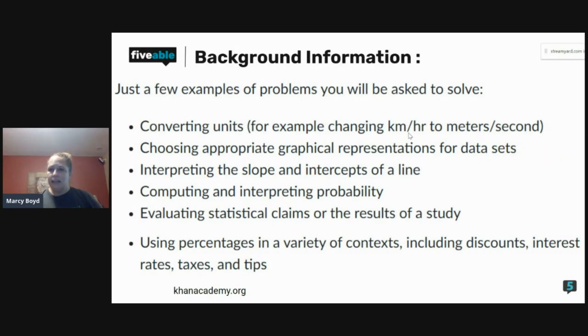All right, again, just kind of talking about different problems that we're going to see, and these are the ones that we're concentrating on in the examples. A few examples of problems that you're going to be asked to solve. Converting units, for example, the problem that we're given might start with kilometers per hour, but then they'll say which of the following is best or closest to the correct answer in meters per second. Choosing appropriate graph representations for data sets. Interpreting the slope and the intercept of a line.